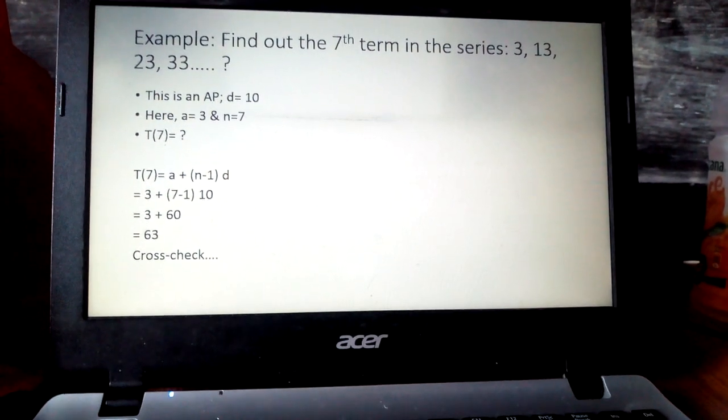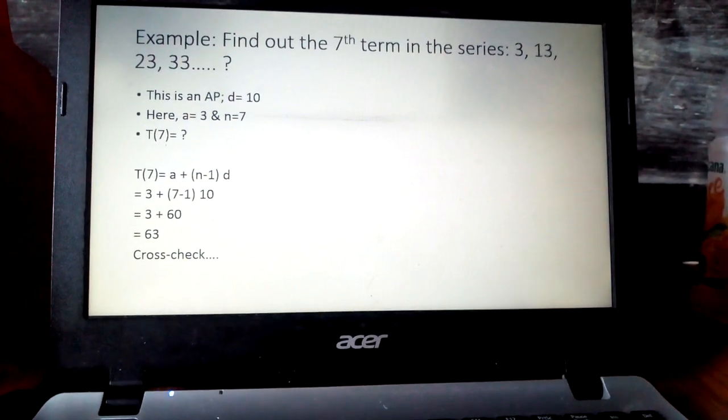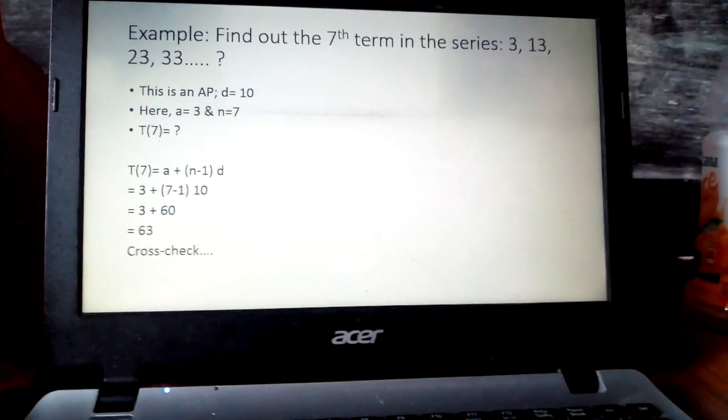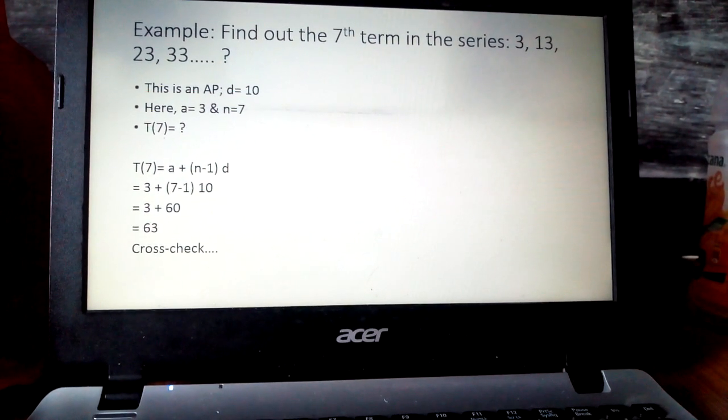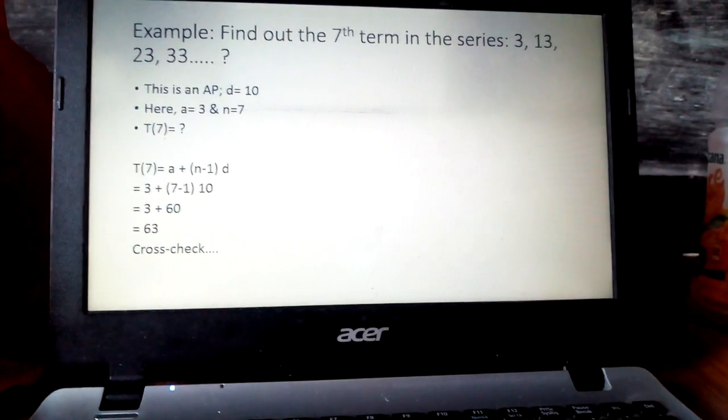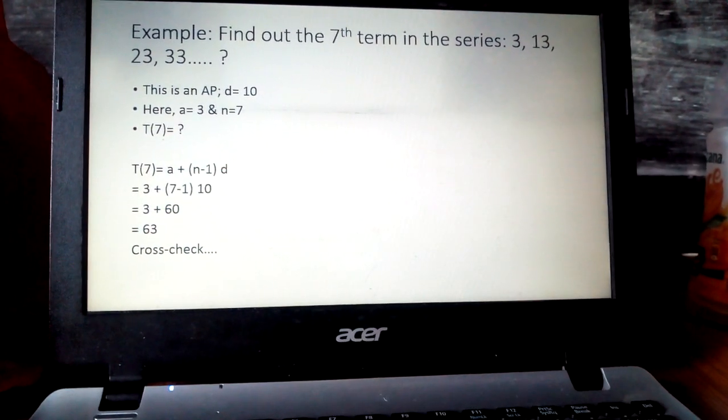Suppose you have been asked to find out the 700th term, then you would not be able to do that. But here you can do the cross checking. So I hope you get this. Okay, now we are moving on to another example. Let's take some more examples.